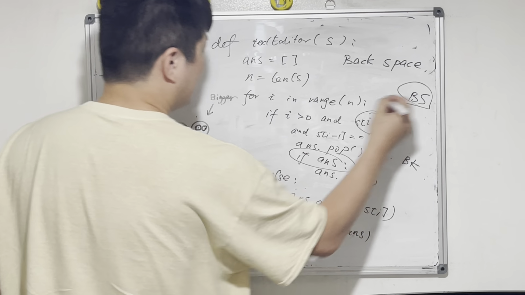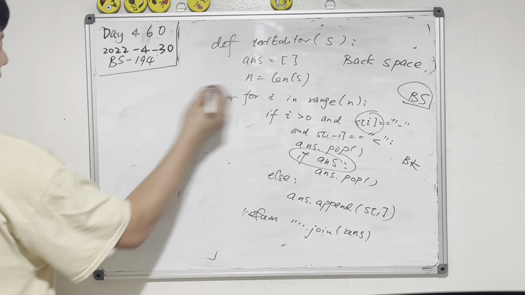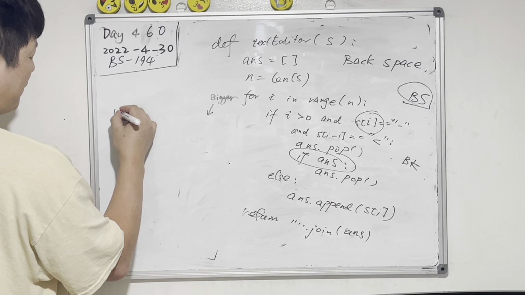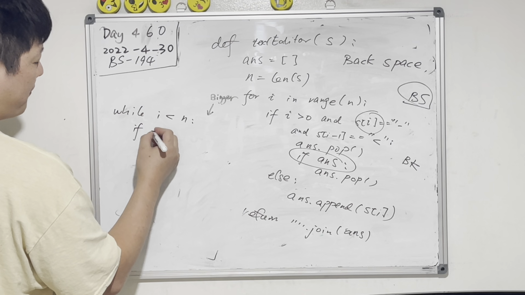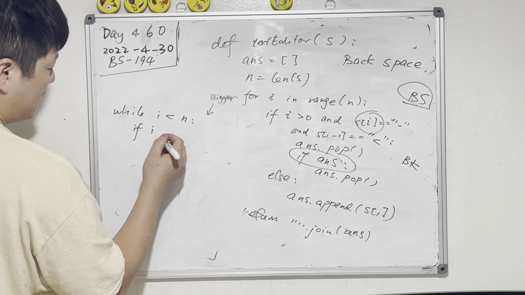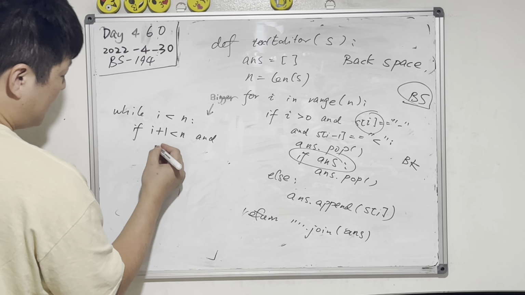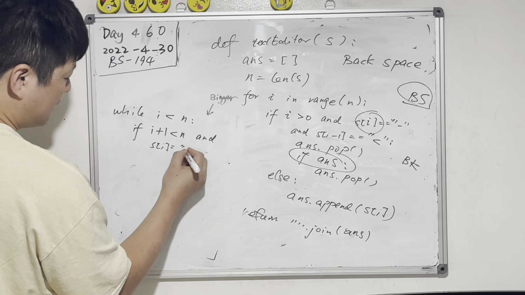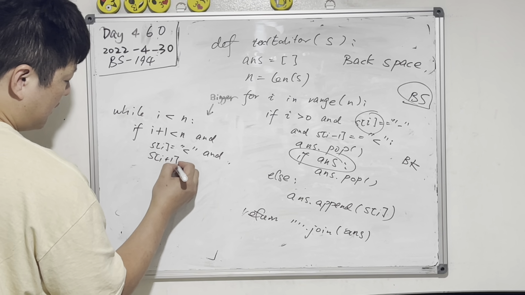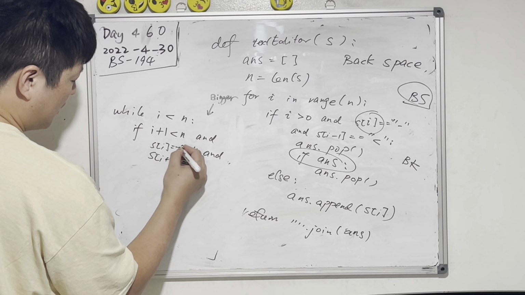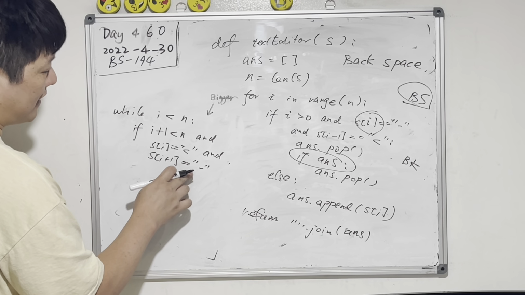Okay, so another way we have. This is quite similar. So answer, then we have while i smaller than n. Then we check if i plus 1 smaller than n, and s[i] equals this one, and s[i+1] equals minus. Okay, so this character and the next character make a backspace.